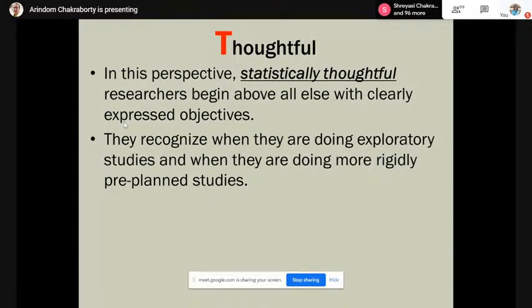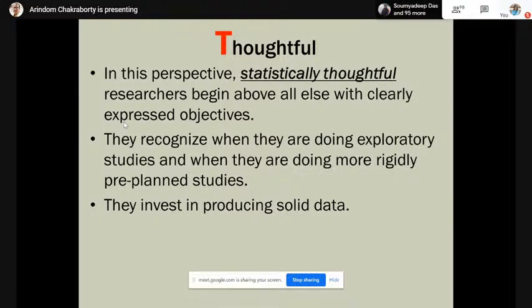They recognize when they are doing exploratory studies and when they are doing more rigidly pre-planned studies. That is very important. We have a tendency, whenever we have data, to run some sort of tests, for example, t-test or ANOVA. But what I will say is that whenever we get data, first try to do some exploratory analysis. Just check what the distribution of that particular response looks like, whether it's bimodal, unimodal, symmetric, positively skewed, negatively skewed. So you need to do some sort of exploratory studies. And if you are thoughtful, then probably you will do it.